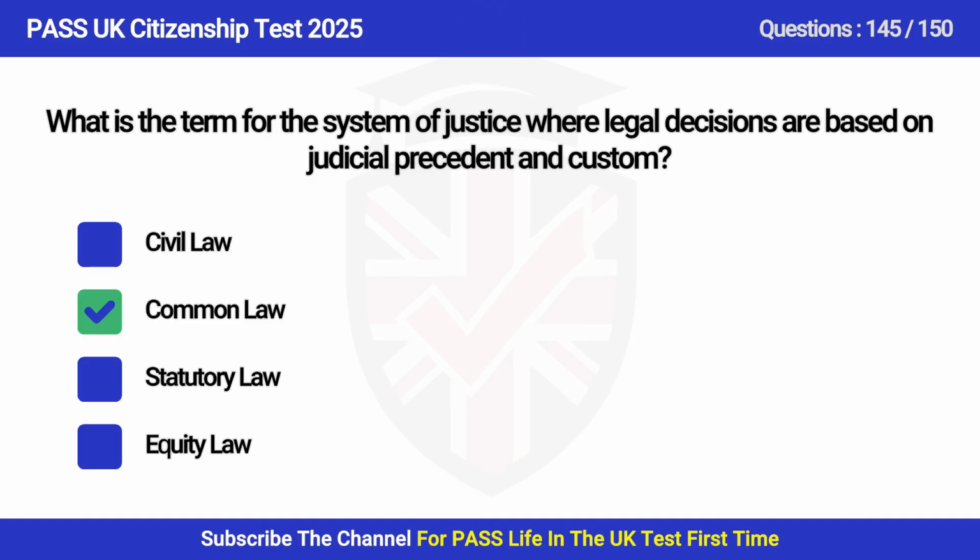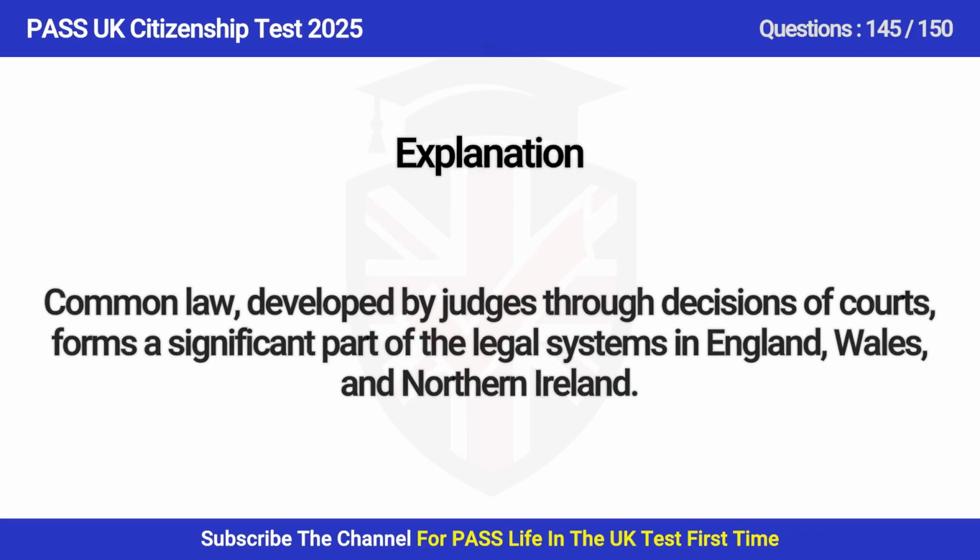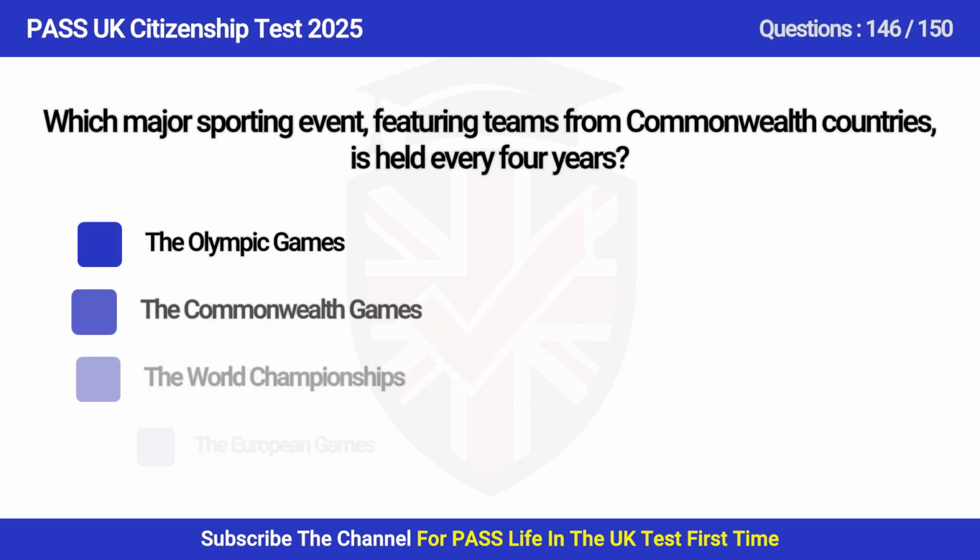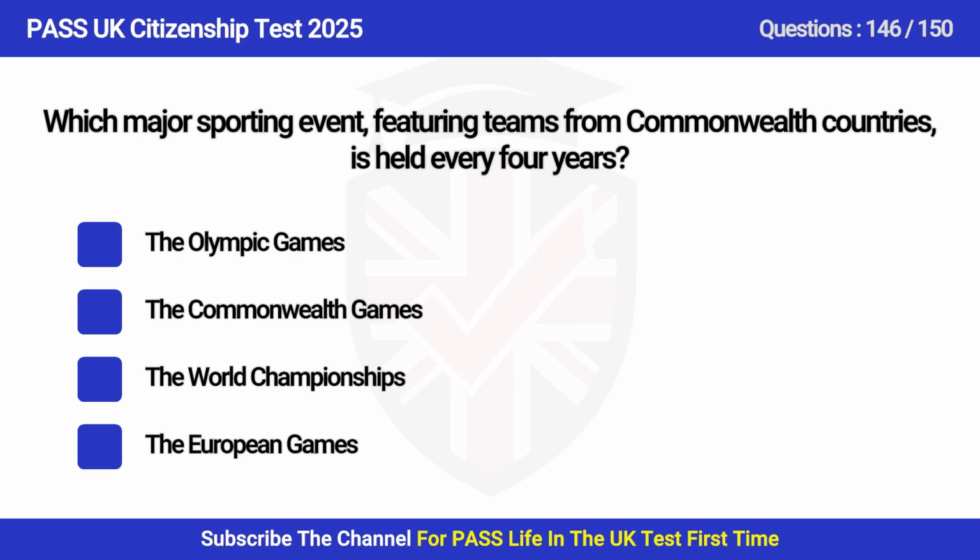Answer is B. Common law. Common law, developed by judges through decisions of courts, forms a significant part of the legal systems in England, Wales, and Northern Ireland. Question 146. Which major sporting event featuring teams from the Commonwealth is held every 4 years? A. The Olympic Games, B. The Commonwealth Games, C. The World Championships, D. The European Games.